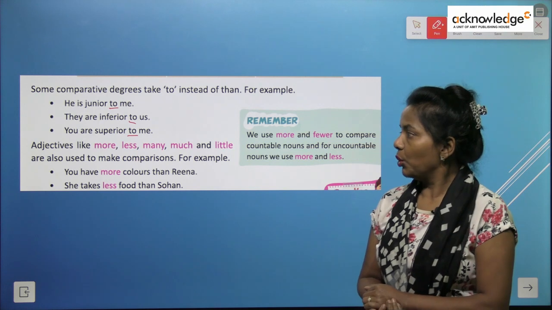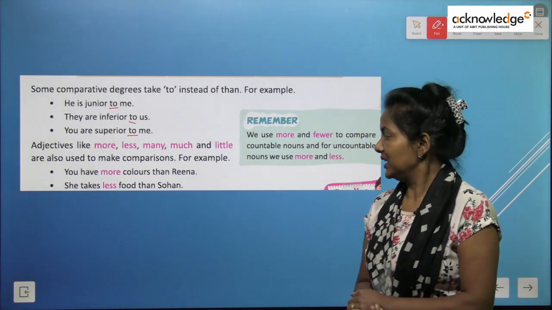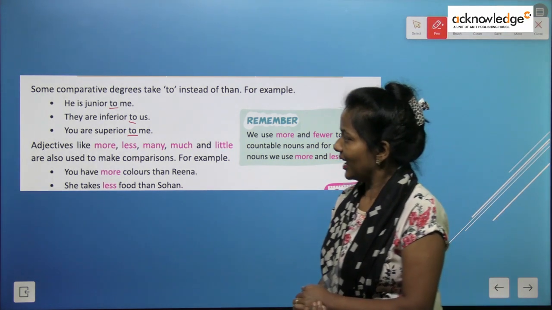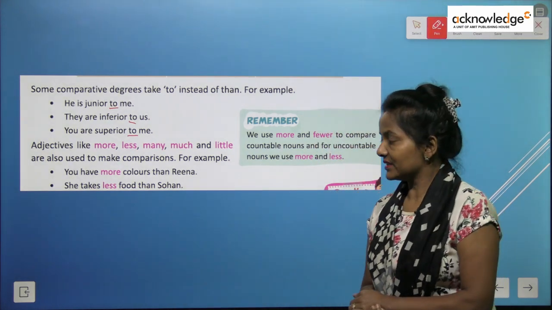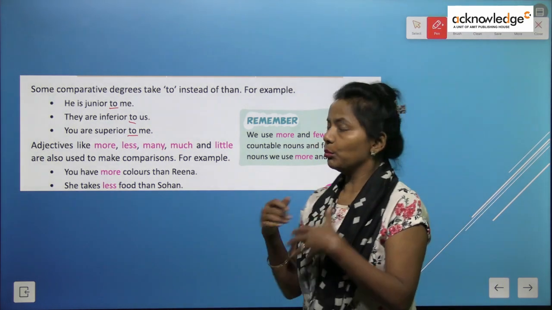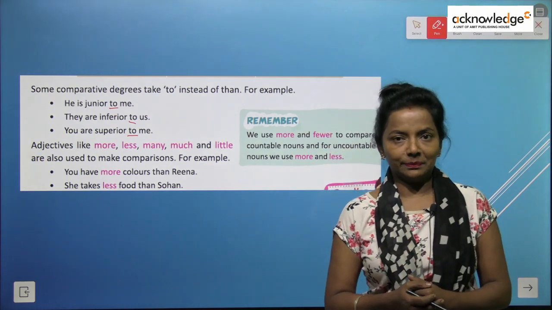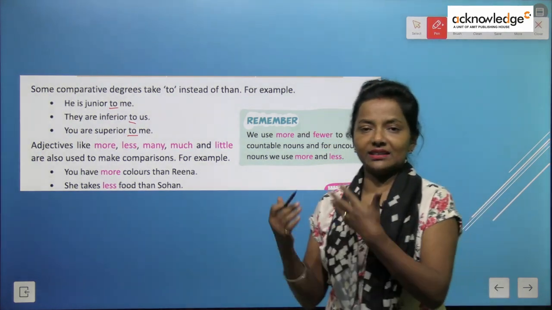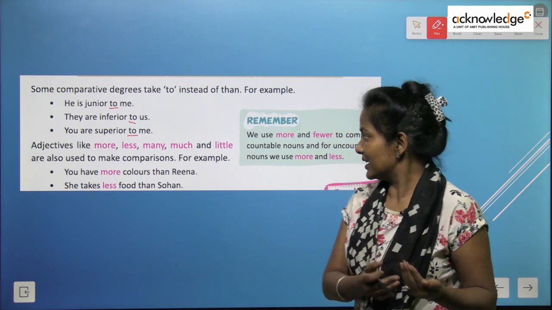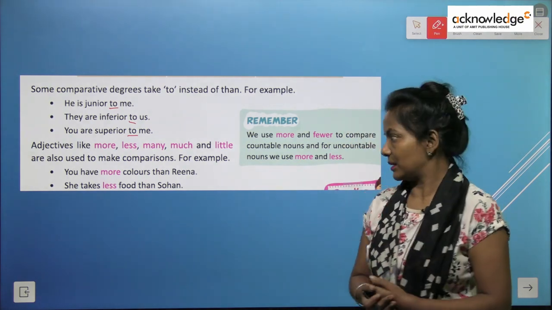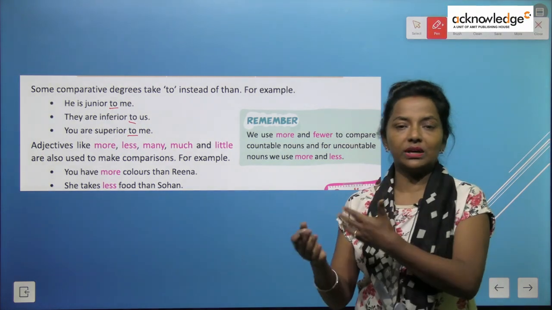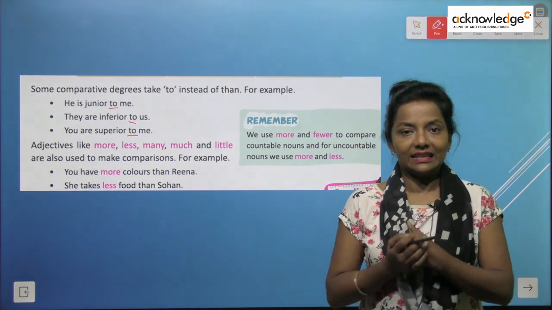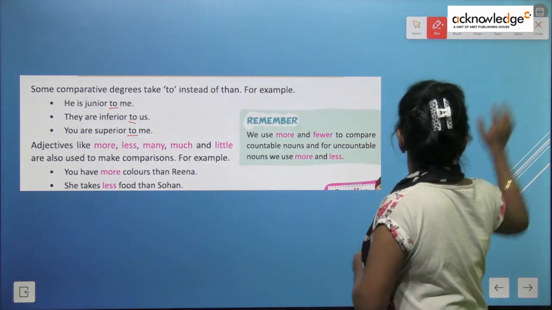Adjectives like more, less, many, much and little are also used to make comparisons. For example, you have more colors than Tina. You have more colors, more than Reena. She takes less food than Sohan. She eats less food than Sohan. Less food. Okay.